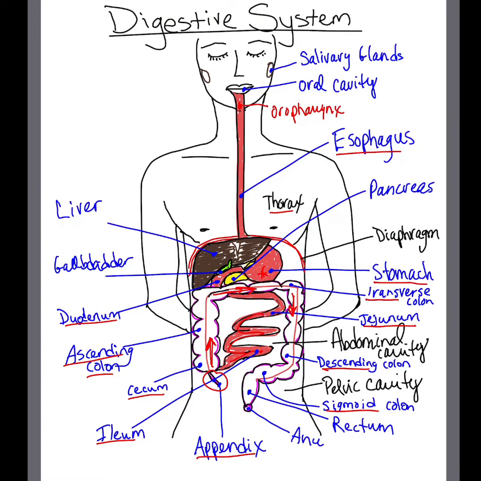The other accessory organs that we mentioned were the salivary glands over here in the oral cavity, producing saliva. We also mentioned the teeth, which are also located in the oral cavity. And then in the abdominal cavity, there's the liver. There's also the gallbladder and the pancreas.